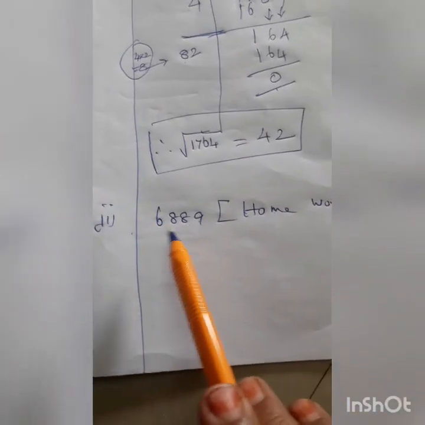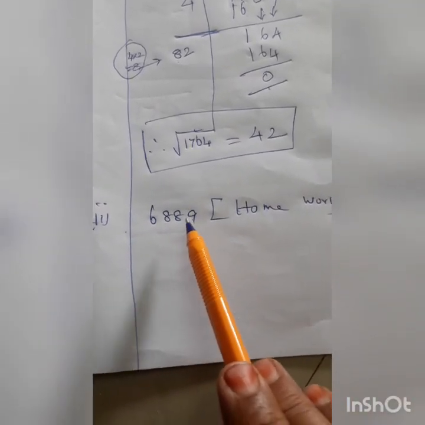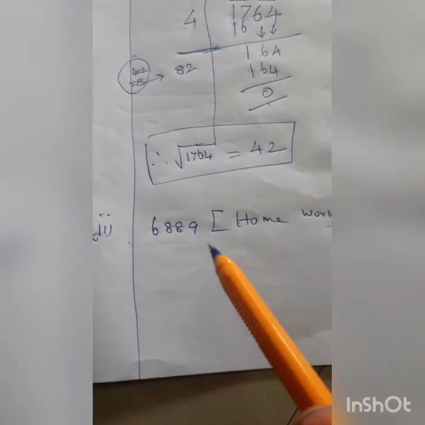Must do the sum, the homework: 6889. You do it and send the answer in our group.